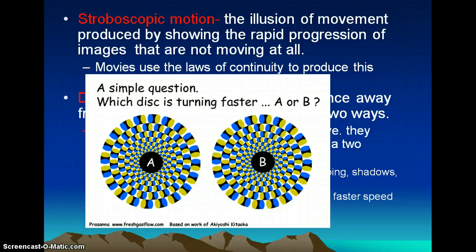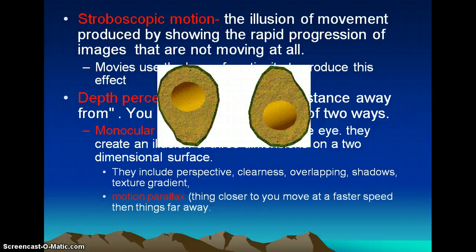Which of those circles is turning faster? Well, when you focus on one, the other one appears to turn. In actuality, neither one of them is turning. This uses a monocular cue of shadowing. Depending on where the light source is coming from, either the right or the left one actually still has the seed in the avocado. If the light is above, then the seed appears on the right side. If the light is below, the seed appears to be on the left side because the shadow would be different.